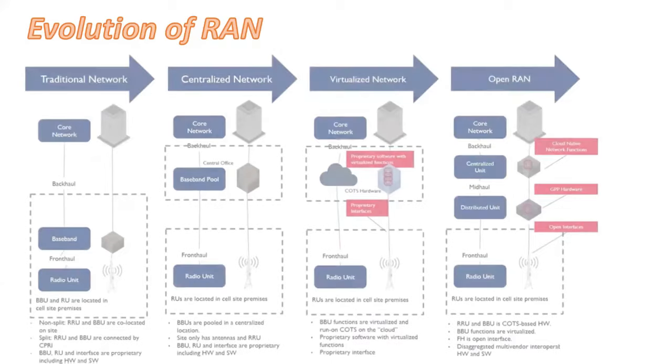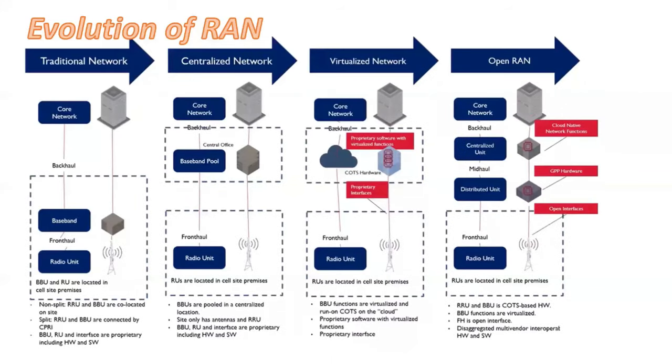And then we have this Open RAN. So in the Open RAN, now we have the core network, but your baseband is now separated into the centralized unit and the distributed unit. And then you have the radio unit. Okay. So there is separation. The functionality is already split.